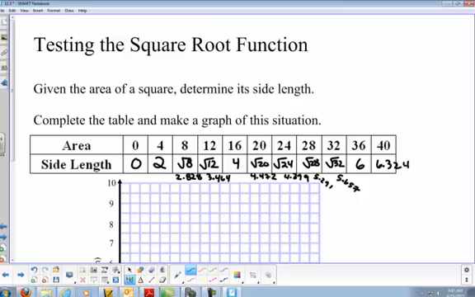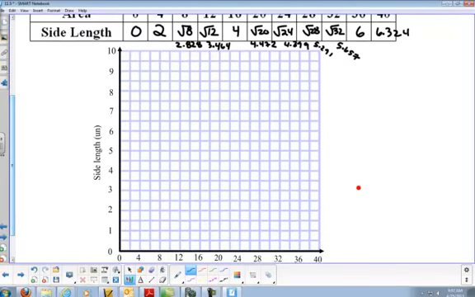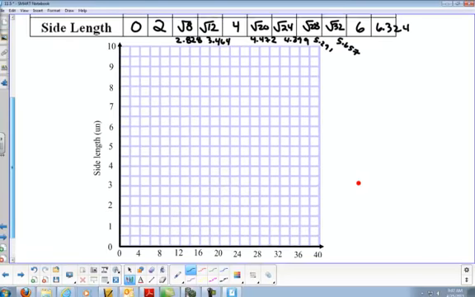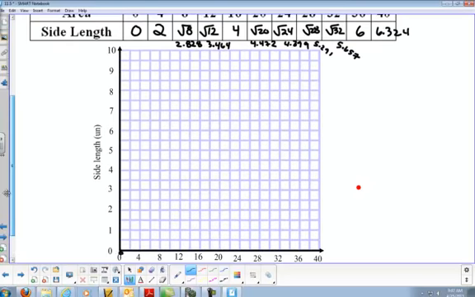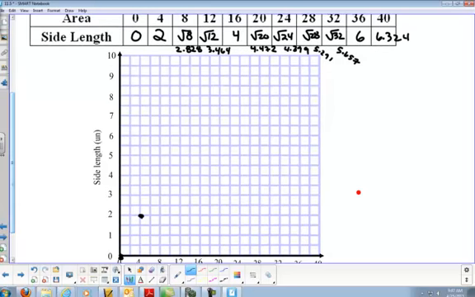So if we look at what a square root function would look like, and remember we're saying function because it's a one-to-one relationship. For every x, there's one y. So when we're talking about this as a function, we're not going to be looking at the negatives because let's graph this first, then I'll explain that more. Okay, so 0 gives 0. 4 gives 2. 8 gives 2.828. 12 gives 3.464.